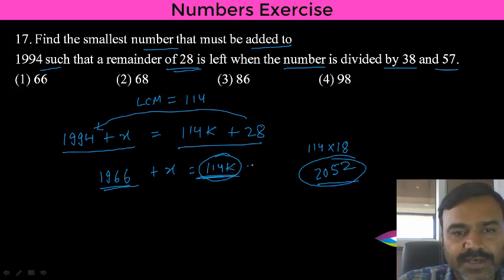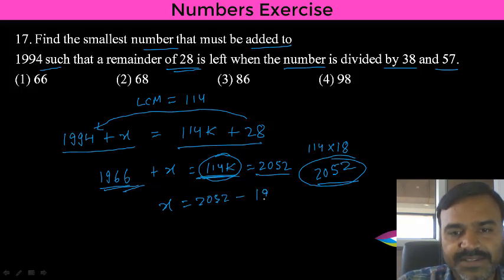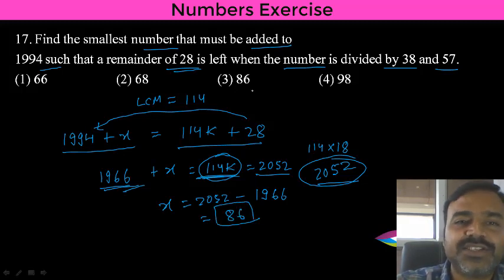So 1966 plus x is equal to 2052. Okay, so what is the value of x? The value of x will be 2052 minus 1966. I'll just write it again, 1966. That comes out to be 52 and 34, that is 86. So the required value is 86, that is the third option.